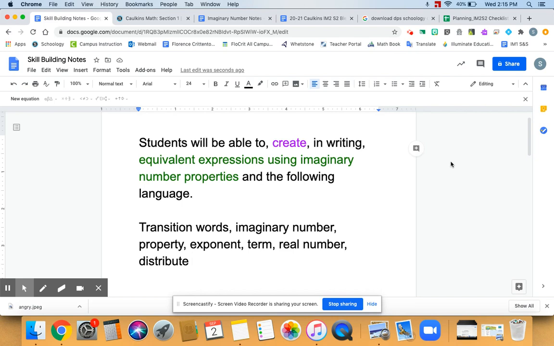So students will be able to create, in writing, equivalent expressions using imaginary number properties and the following language: transition words, imaginary number, property, exponent, term, real number, distribute. So what do you think we're going to learn how to do today?